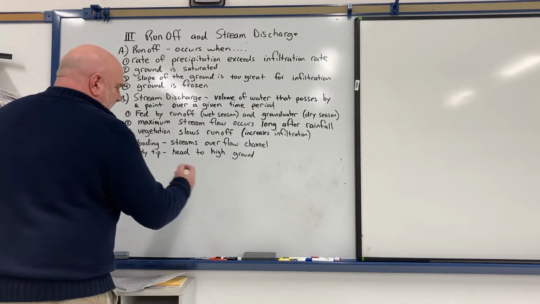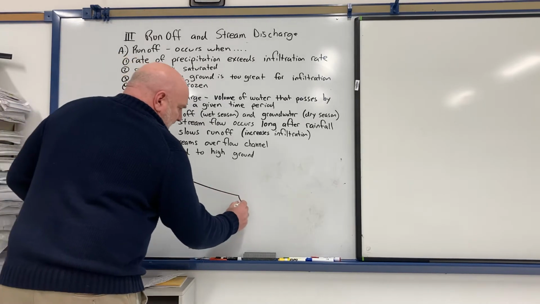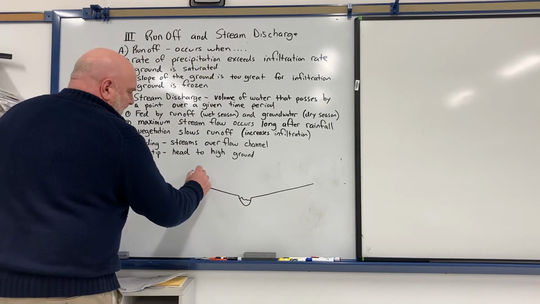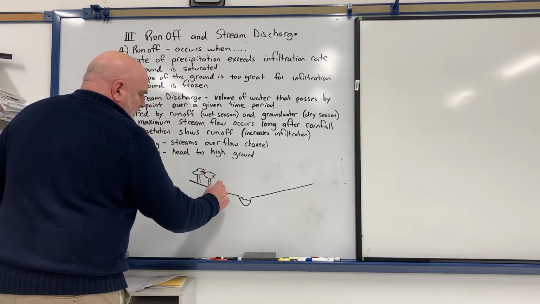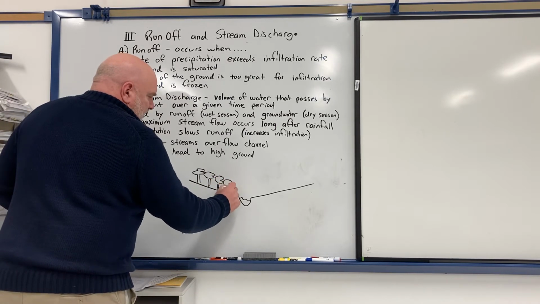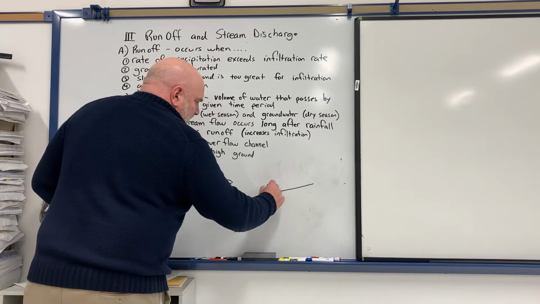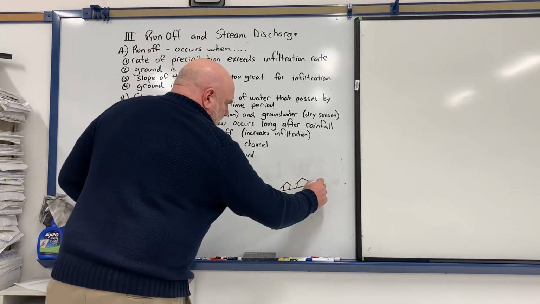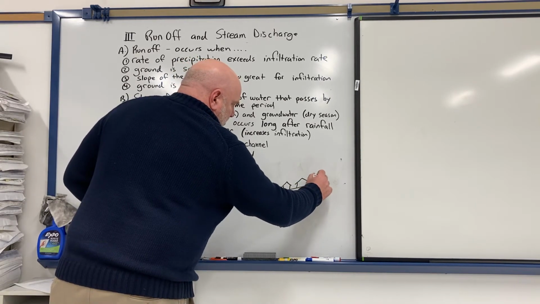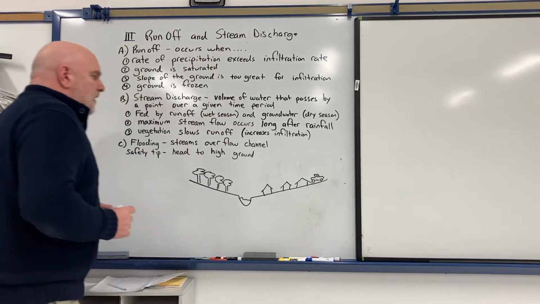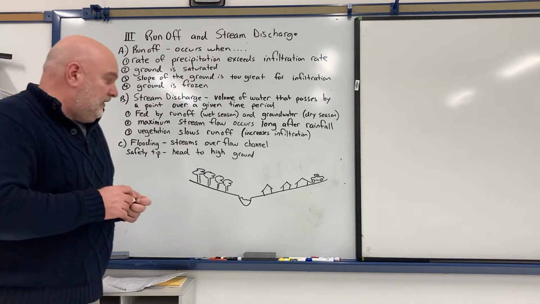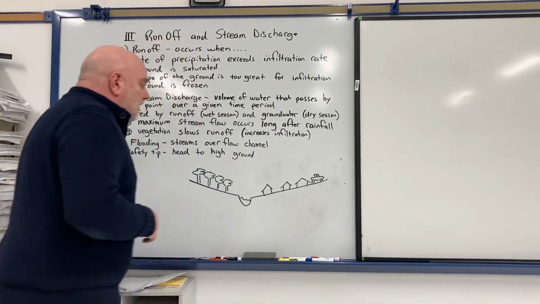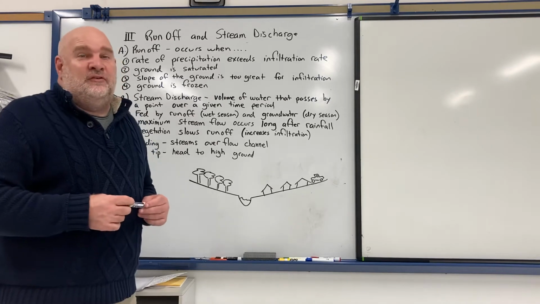Let's say that I have a stream channel like this. And one side of it has a bunch of trees on it. And this side here got buildings and cars and all sorts of stuff. Rainstorm comes by, dumps rain on both sides of that. What's going to happen on one side is going to be a lot different from what happens on the other side.